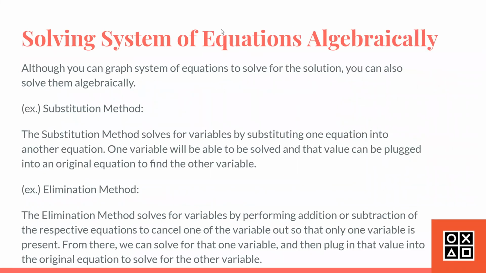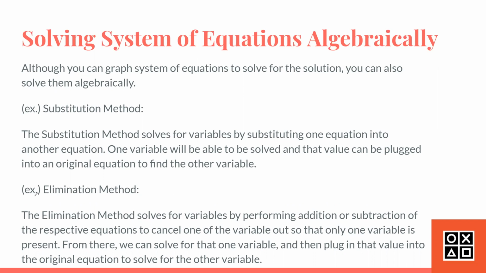Solving systems of equations algebraically. Although you can graph systems of equations to solve for the solution, you can also solve them algebraically. Example, the substitution method. The substitution method solves for variables by substituting one equation into another equation. One variable will be able to be solved, and that value can be plugged into an original equation to find the other variable. We will be talking a lot more about the substitution method in our next couple of videos.